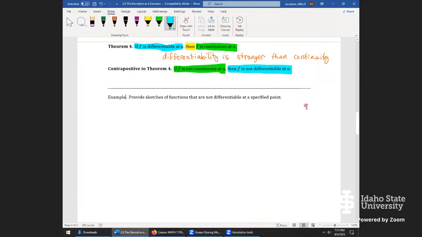So that's really kind of our hint. This is not a numbered example, meaning the whole purpose of what we're about to sketch is just absorbing the theorem and its contrapositive. But if you use the contrapositive, you can sketch a function not differentiable by just breaking continuity. If you lost continuity, you've also lost differentiability all at the same time. So let's throw down some sketches and see just how we can break differentiability. We'll provide sketches of functions that are not differentiable at some specific point. So let's give this a try.